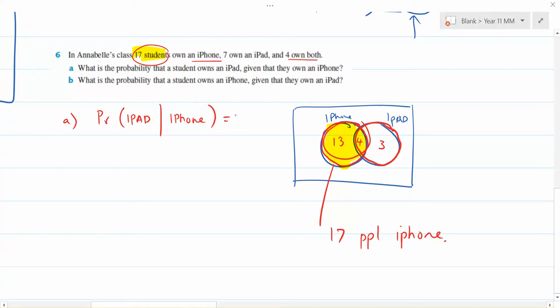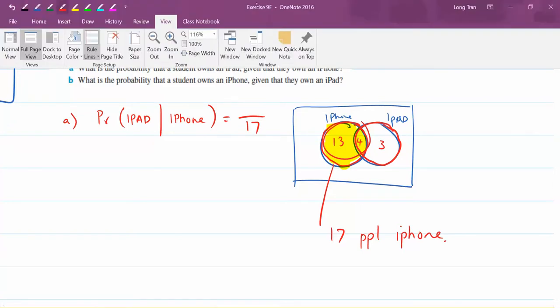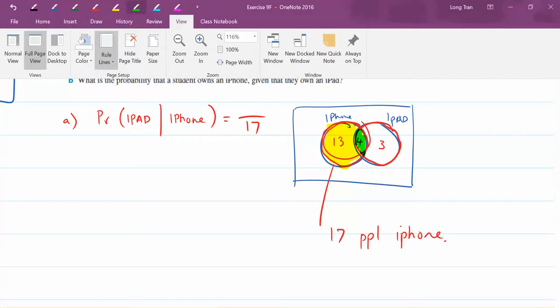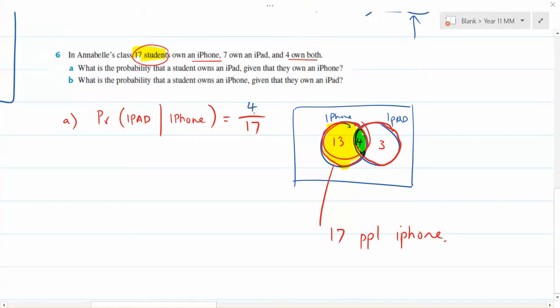You can see that the total number of people who have an iPhone is 17. Out of those 17, how many of them have an iPad? Well, if you look at the region, clearly the only iPad region here is 4. So there have to be 4 people out of the 17 who have an iPad. Otherwise, normally you would have said the chance of getting an iPad. If I just went probability of finding an iPad, it would have been the total number of people who own an iPad, 7, out of whatever the total number of students there are, which we don't know.